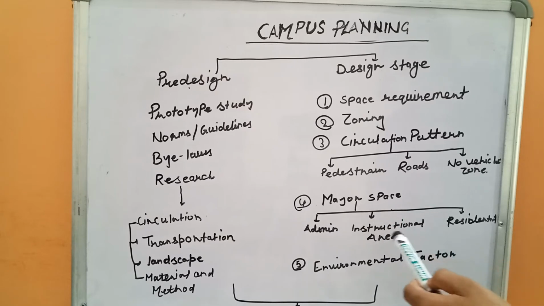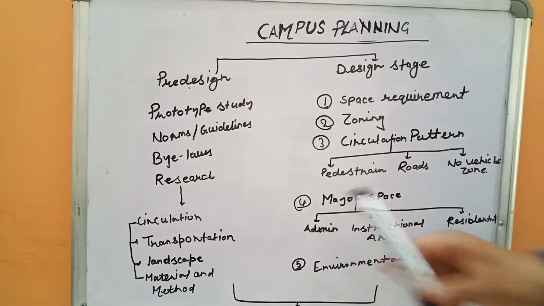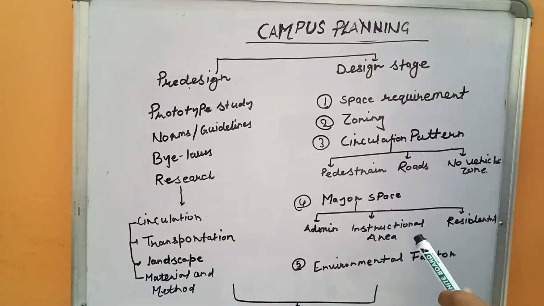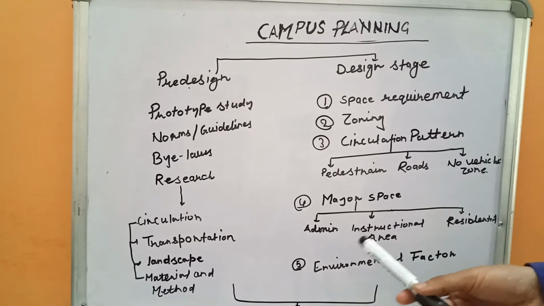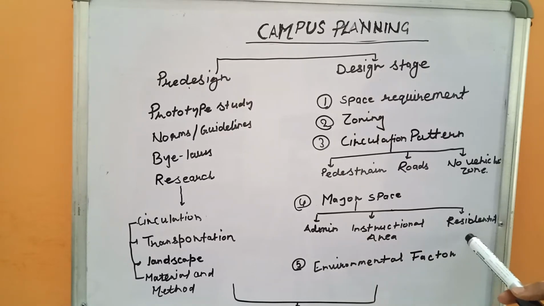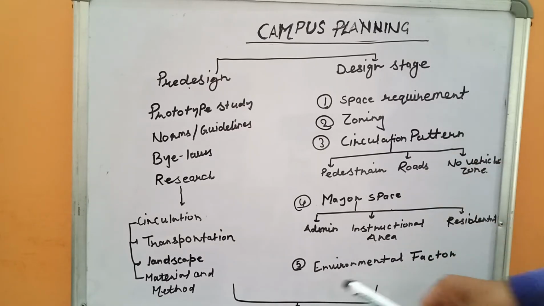So the major spaces in a campus we categorize as admin area, then instructional area, and residential. The admin area is where all the admin activities take place. The instructional area covers all the departments, all the engineering blocks, all the classes. So the planning and the things are different here. Then comes residential, which is the part of hostels and boarding facility.